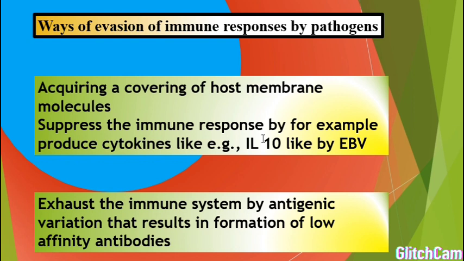And in some instances, for example Epstein-Barr virus and other viruses, cytomegaloviruses, they produce interleukin 10-like. And as you know, interleukin 10 downregulates macrophages. And as you know, macrophages produce tumor necrosis factor alpha and interleukin 1. And also they produce interleukin 12. Interleukin 12 is very important for activation of T helper 1, and activated T helper 1 will produce interferon gamma, which has antiviral activity.